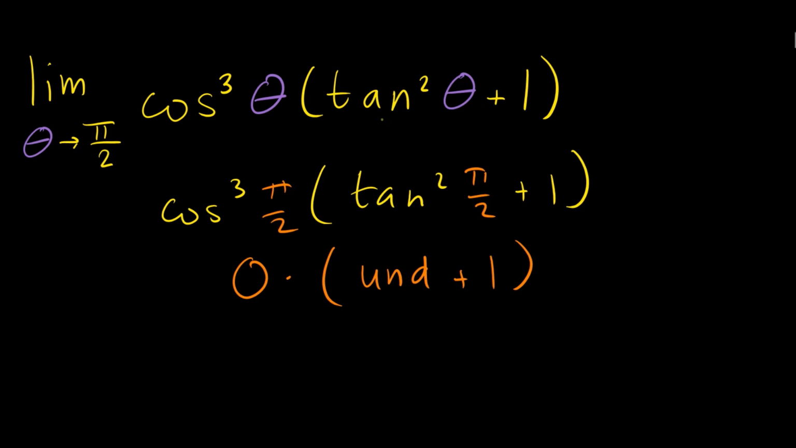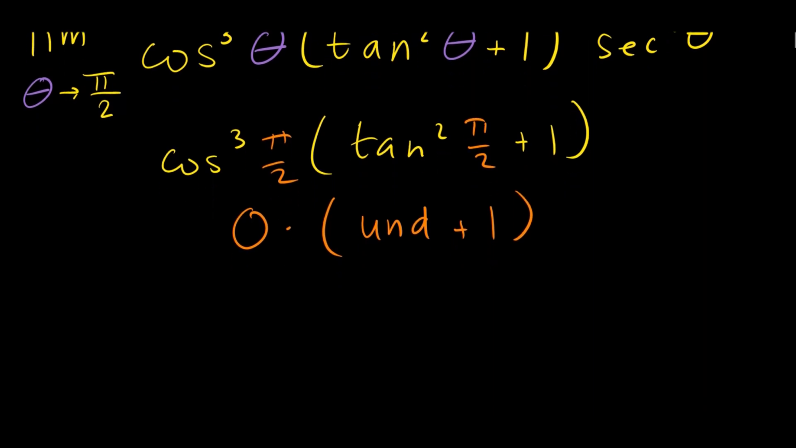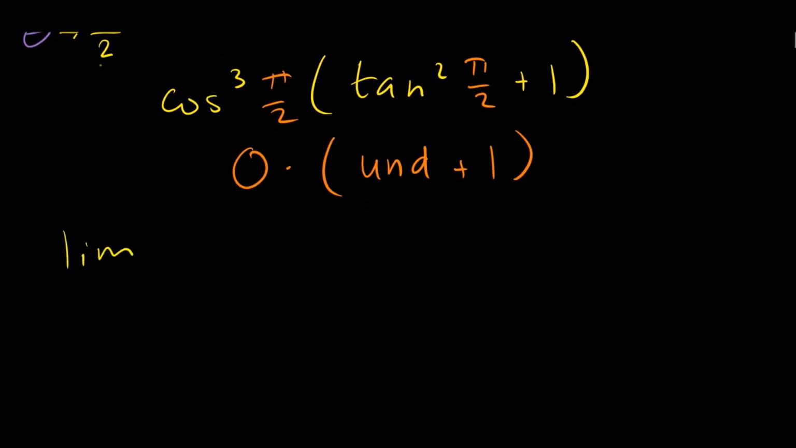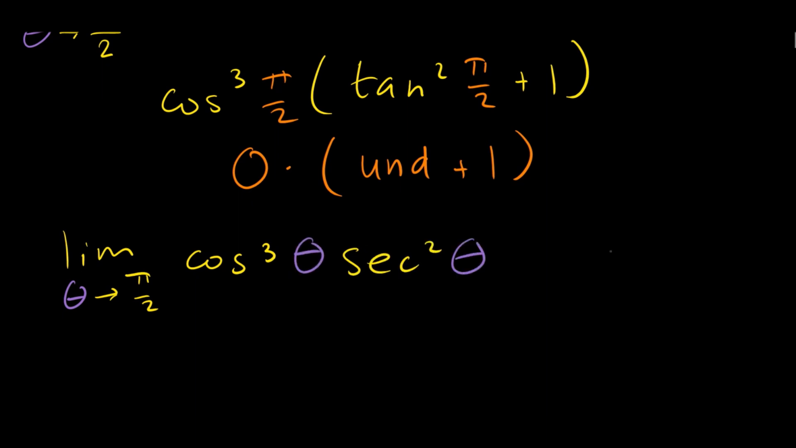We can notice here that tangent squared of theta plus 1 is actually the Pythagorean identity for secant squared of theta. Since these two are equal, let's write it out that way. So we will have the limit as theta approaches pi over 2 of cosine cubed of theta times the secant squared of theta.